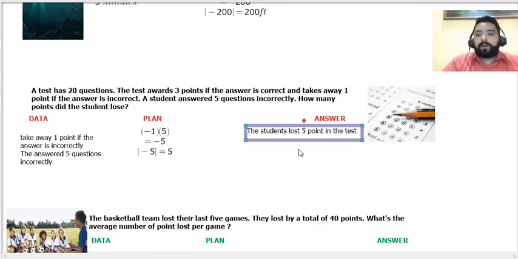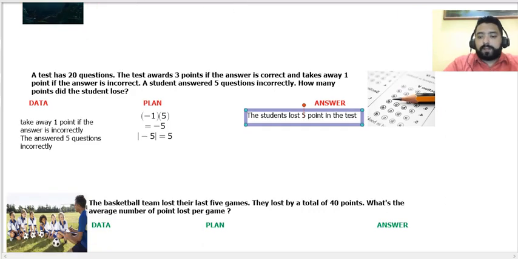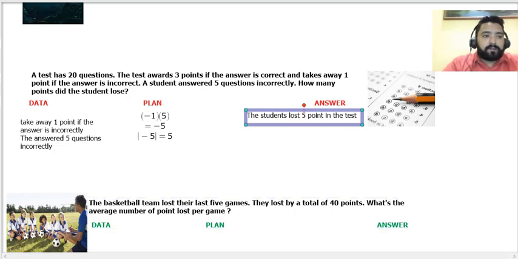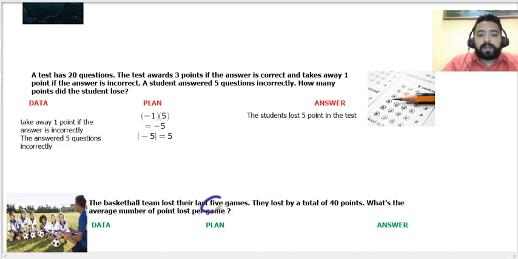Okay, now we have the last word problem. In the last word problem, we have the basketball team lost their last 5 games. This is an important word: last 5 games. Look at this. So for the last 5 games, they lost by a total of 40 points. Total 40 points. What's the average?